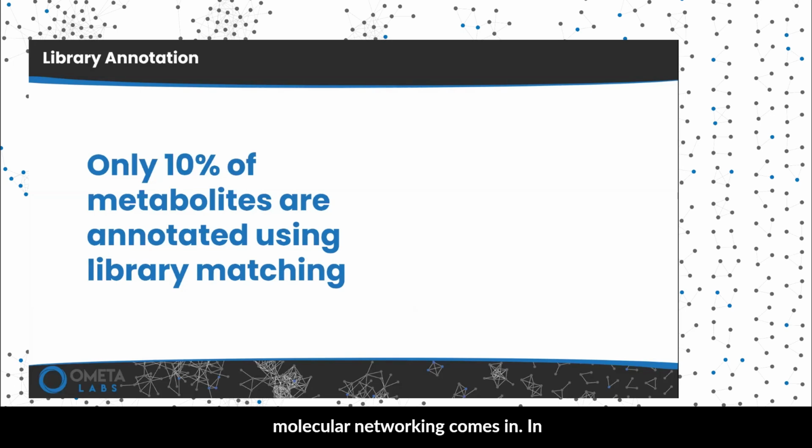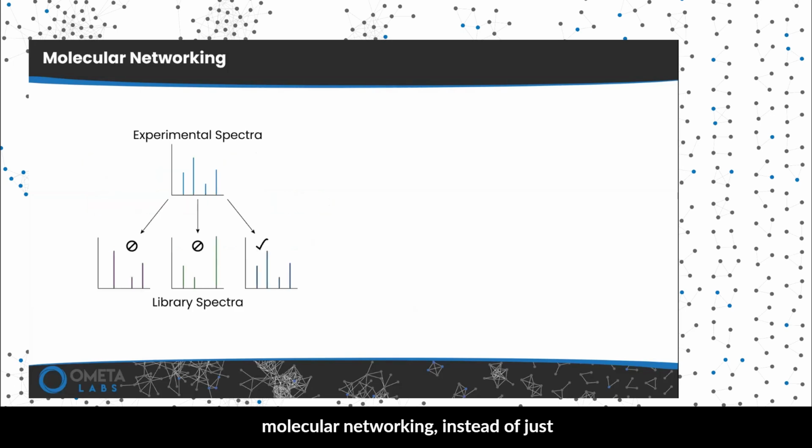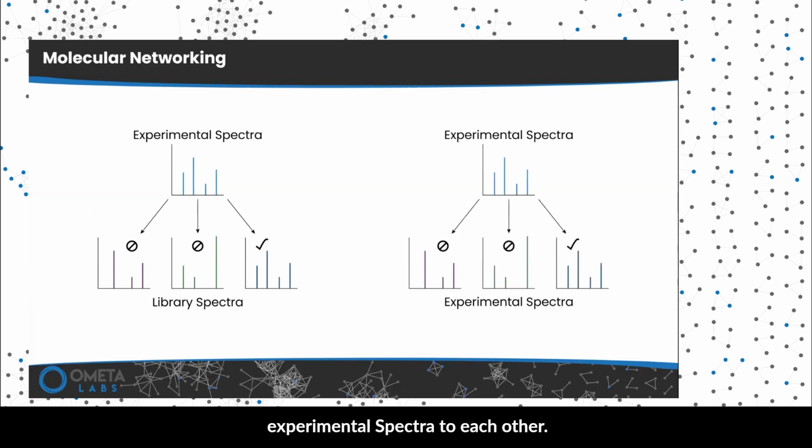And so this is where molecular networking comes in. In molecular networking, instead of just performing that library annotation step where you compare experimental spectra to library spectra, we're going to perform an additional step where we compare experimental spectra to each other. And in this case, we're not actually looking for exact matches, we're looking for close matches. And that's because since MS2 gives us information about the chemical substructures within a molecule, chemicals that have similar MS2 spectra tend to have similar structures as well.